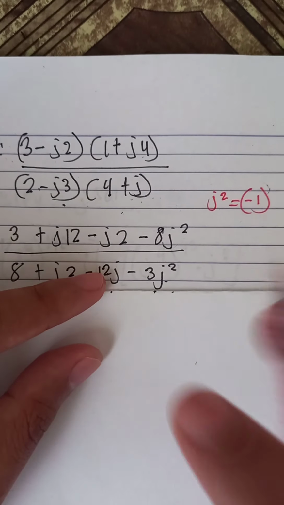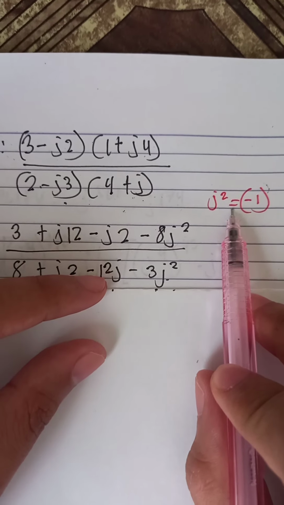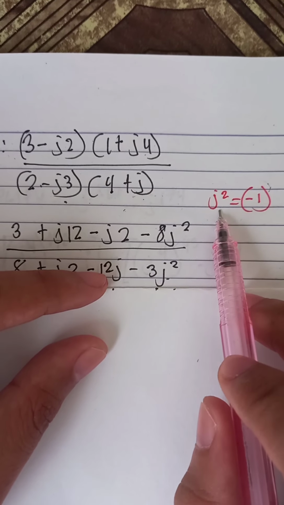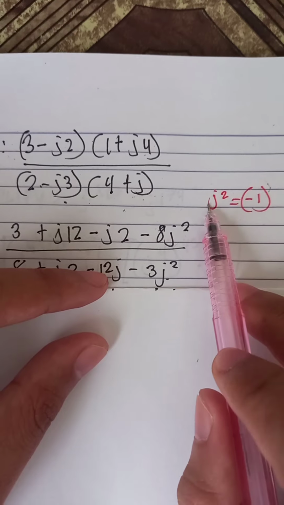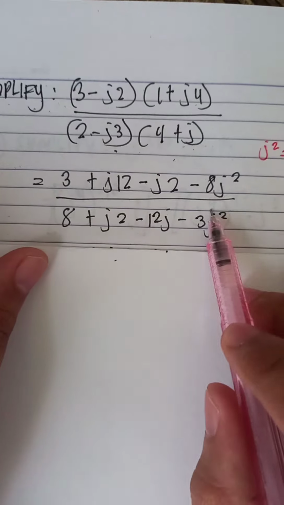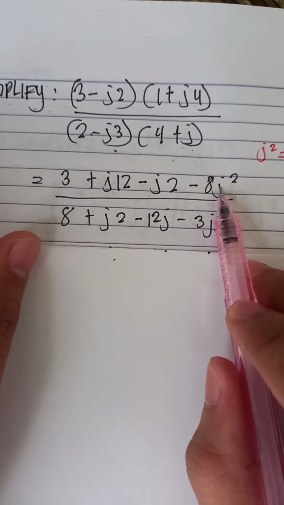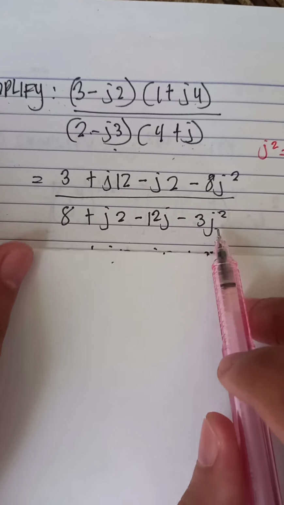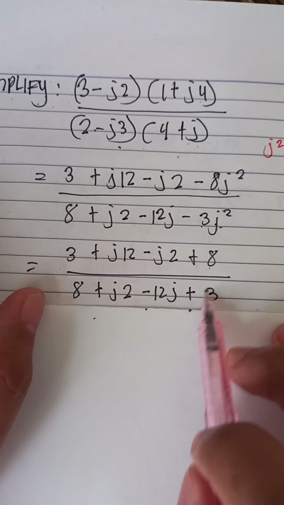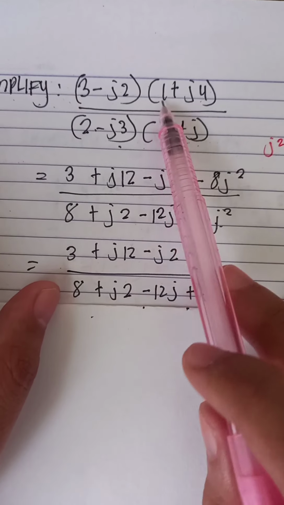So always take note that the value of j squared in the imaginary power rules is negative 1, because the value of j is the square root of negative 1, so the square root of negative 1 squared is negative 1. So we have to substitute negative 1 for j squared. Negative 1 times negative 8 is equal to positive 8 there, and negative 1 times negative 3 is positive 3. So that's the value from the simplification of the FOIL method.